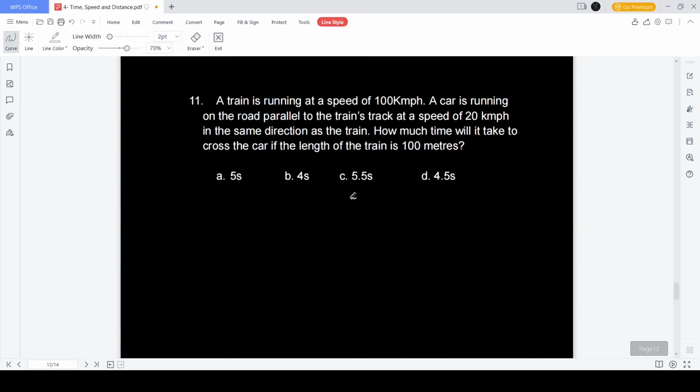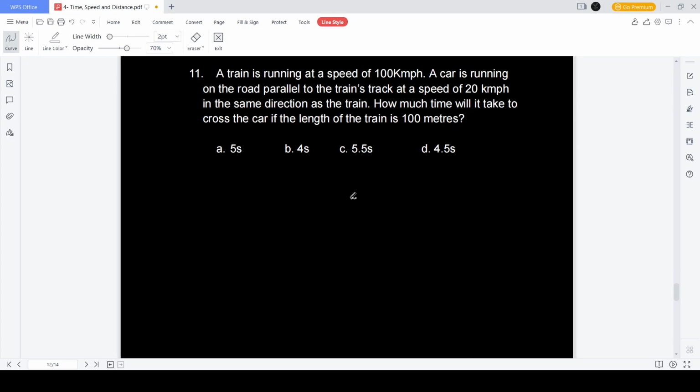Okay, next question. A train is running at a speed of 100 km per hour. A car is running on the road parallel to the track at a speed of 20 km per hour in the same direction. How much time will it take to cross the car if the length of the train is 100 meters? Okay, see, whenever two bodies A and B are traveling together, to find out the relative speed, we always do A minus B.